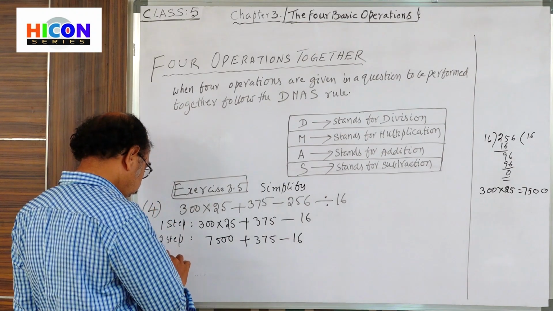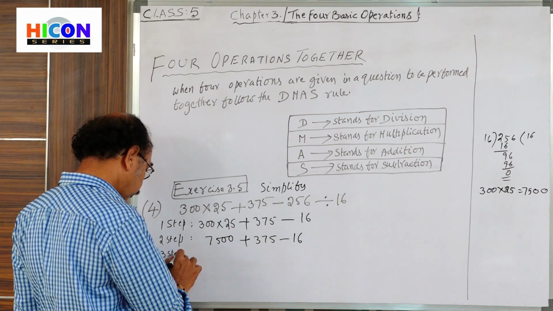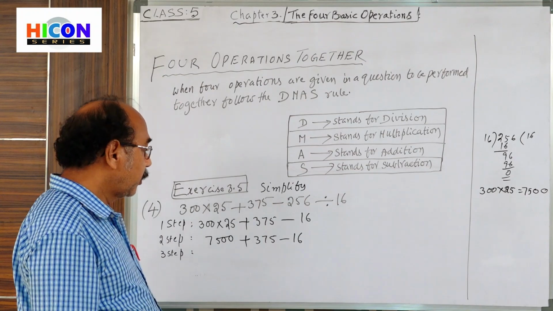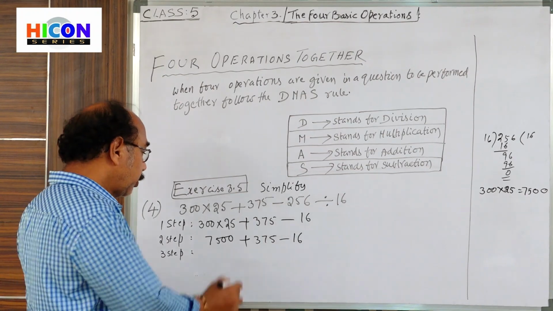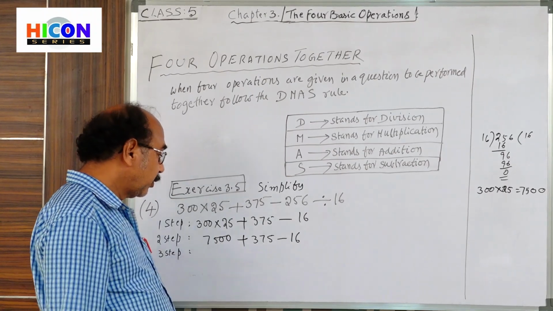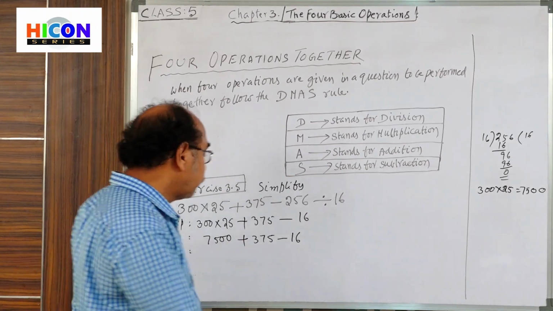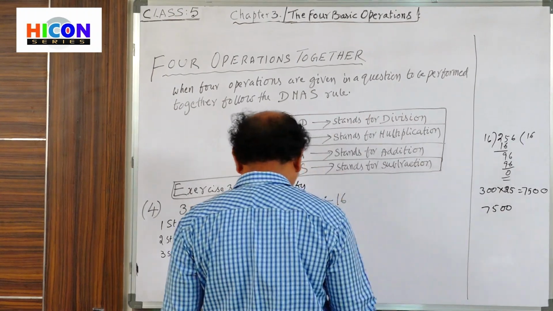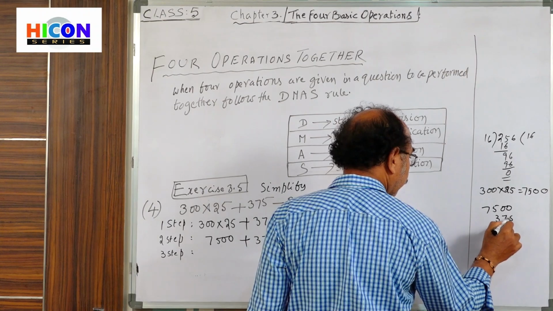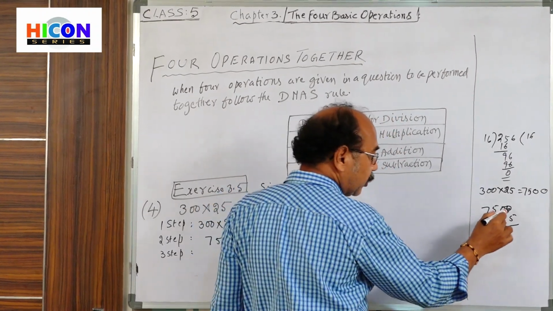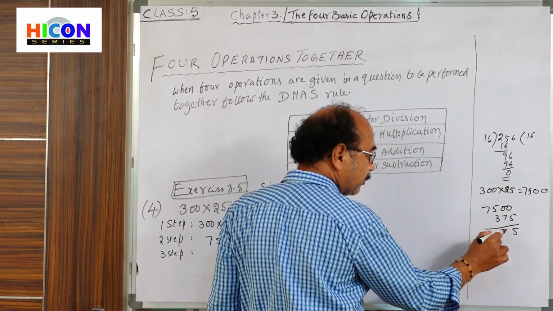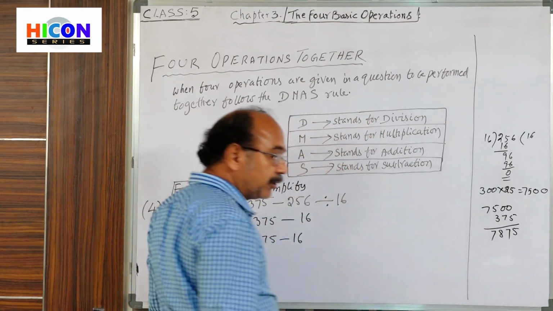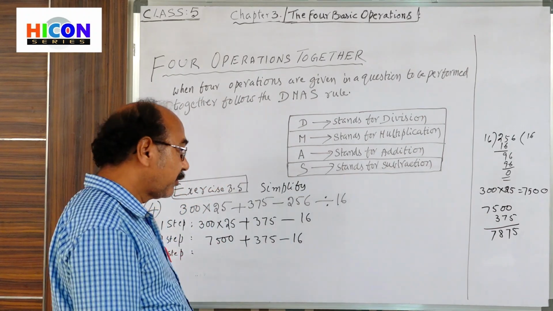Next is step 3. Step 3, A for addition. Addition, where is the addition here? The two numbers are under addition. That's why we add these two numbers. 7,500 plus 375. Add. 0 plus 5, 5. 0 plus 7 is 7. 5 plus 3, 8. Yes, 7,875. That we write here.